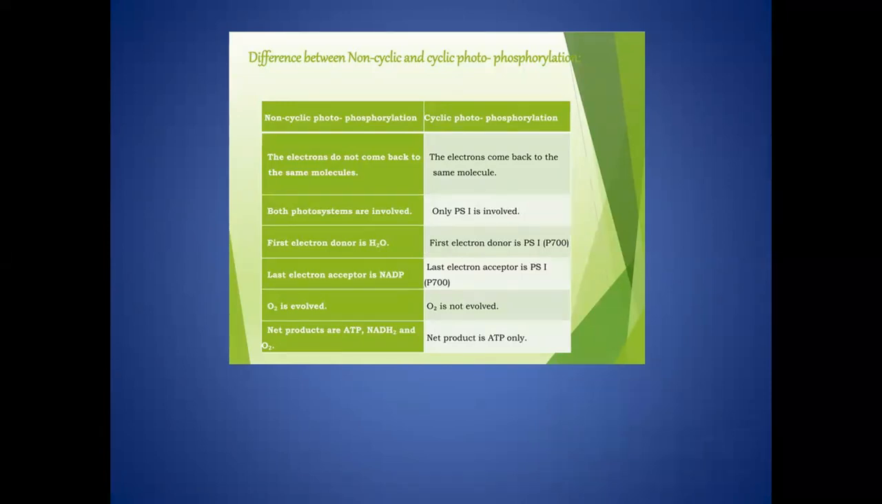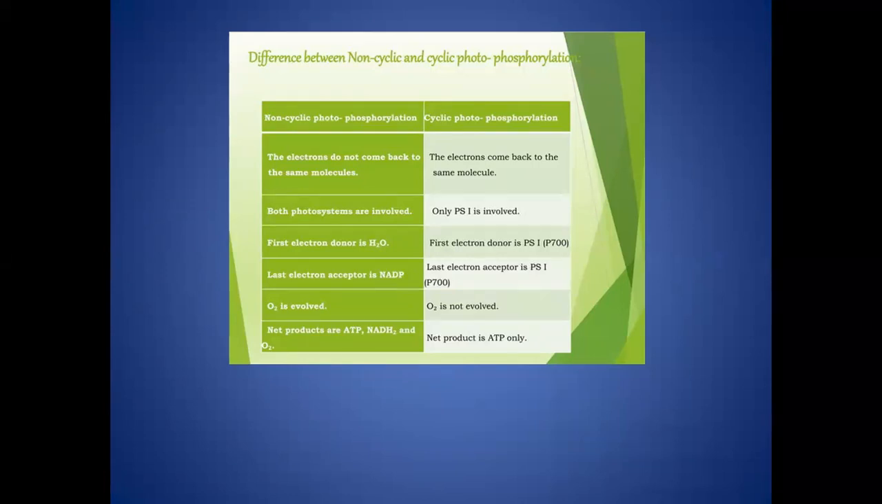Here, both photosystems are involved, that is pigment system 1 and pigment system 2. P680 and P700 are participating in the non-cyclic photophosphorylation. In cyclic, only PS1 is involved, only the P700. They may ask which reaction center is present in the cyclic photophosphorylation: P700.